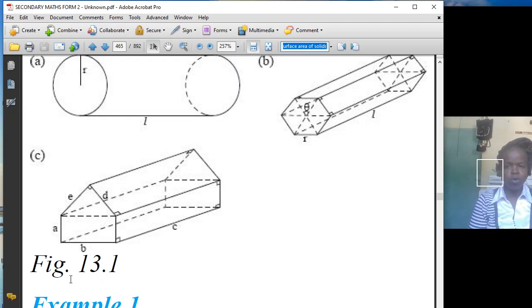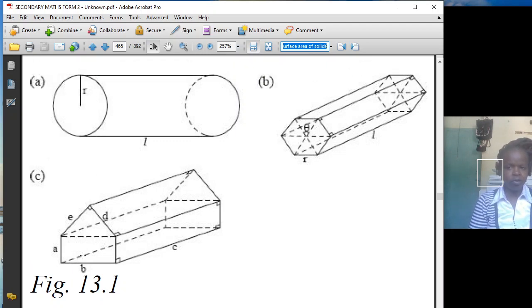As you find the area of these prisms, you first identify how many faces there are. For this cylinder, it has two circular ends if it is closed, and then we have this curved part here, of which we learned that if you cut it at a given point and open that curved part, it will form a rectangle.